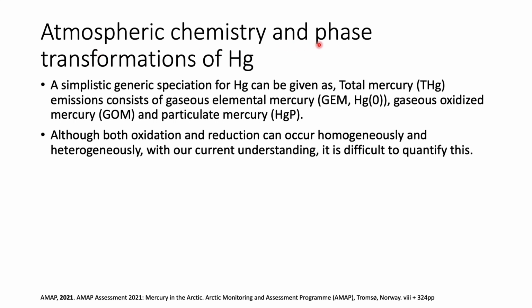So what are the atmospheric chemistry and the phase transformation of mercury? Simplistically, the total amount of mercury emission consists of three major components. One is gaseous elemental mercury, another is gaseous oxidized mercury, and the third is particulate mercury. So these are the three major types of mercury that exist. Although both oxidation and reduction can occur homogeneously and heterogeneously, with our current understanding it is difficult to quantify how all these changes are happening. That is the reason understanding mercury contamination is the biggest challenge scientists are currently facing.